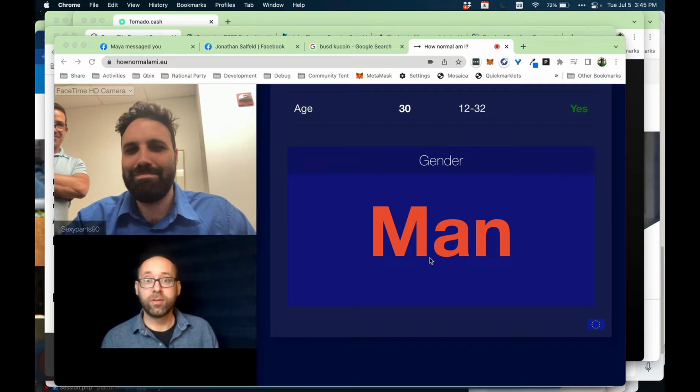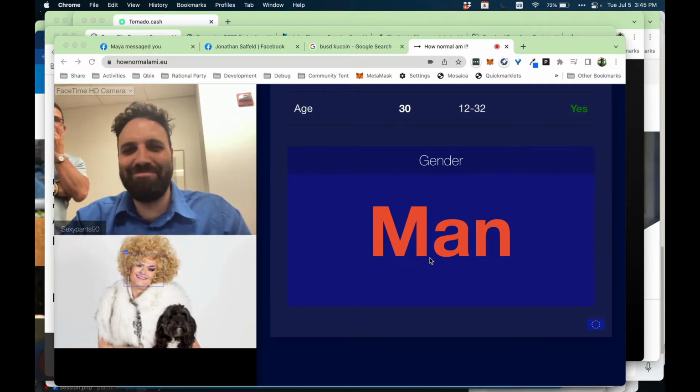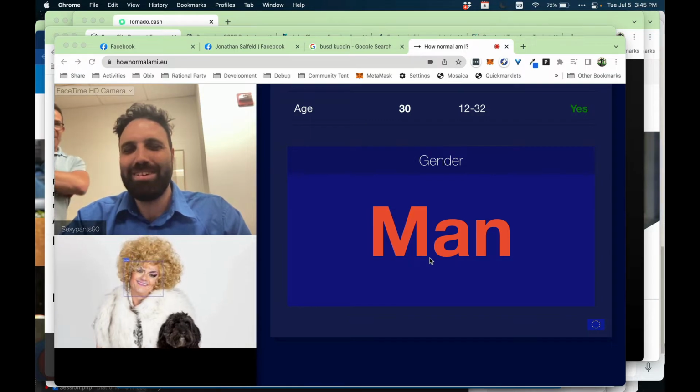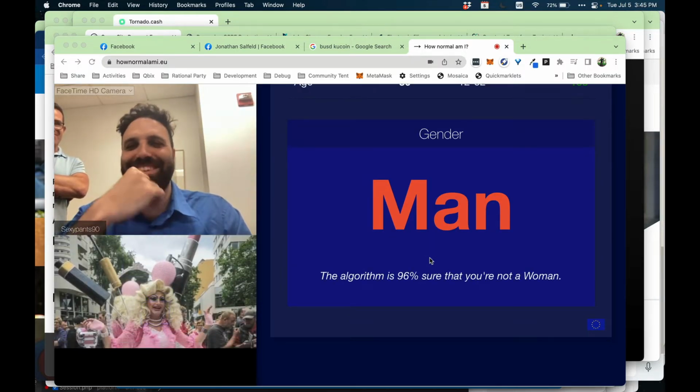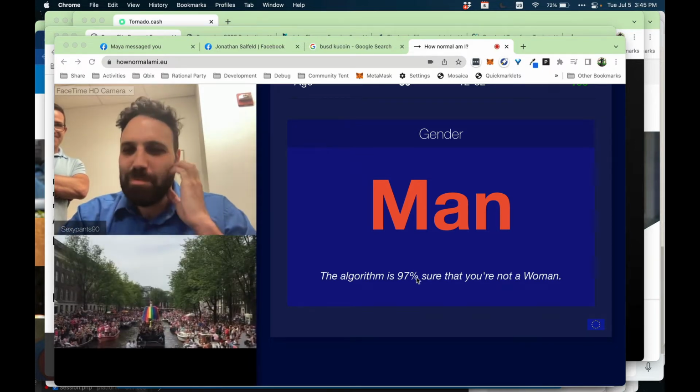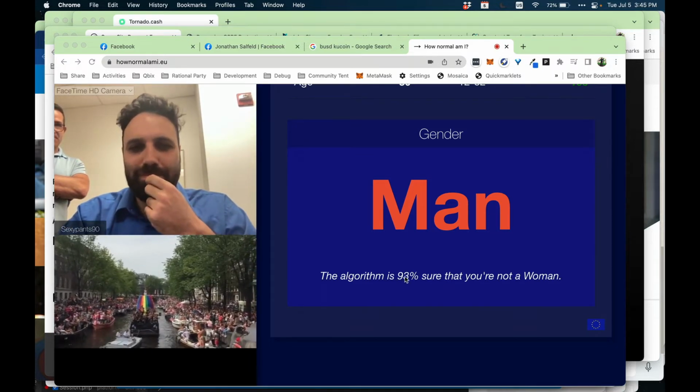The following algorithm we'll take a look at tries to determine your gender. Here you can once again see that the country or culture in which an algorithm was constructed can have a big influence on how we categorize and judge people. This algorithm would probably flip out at the gay pride.